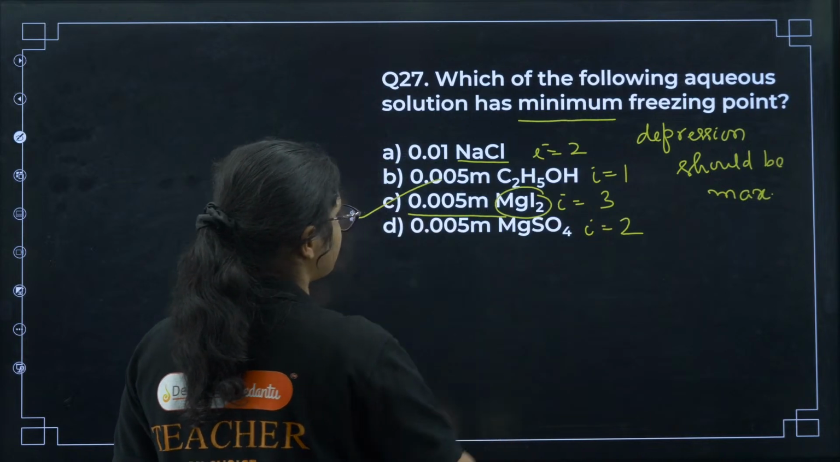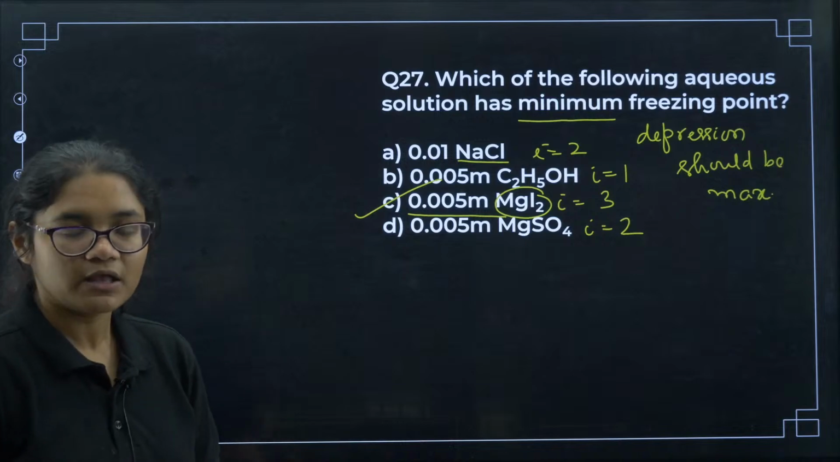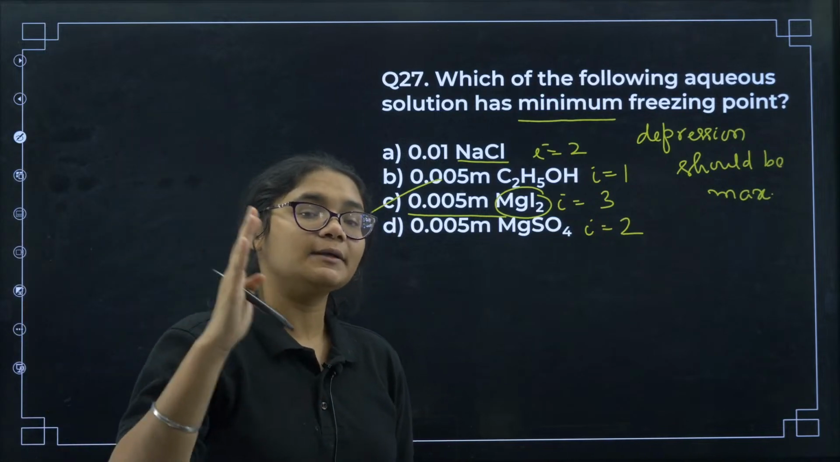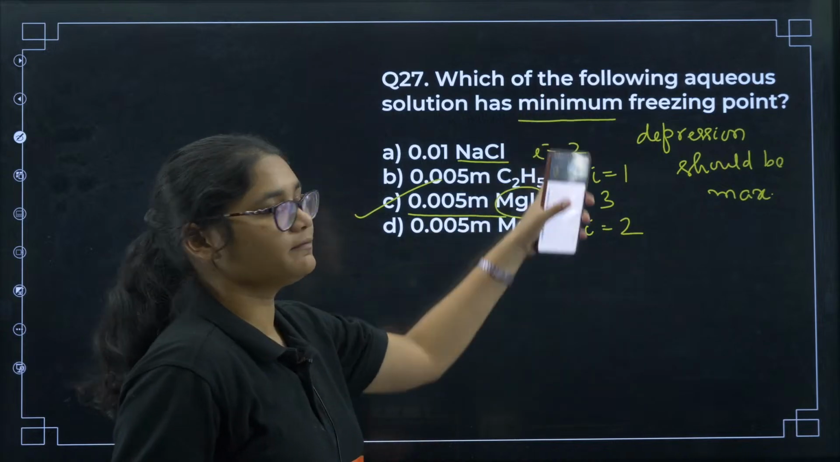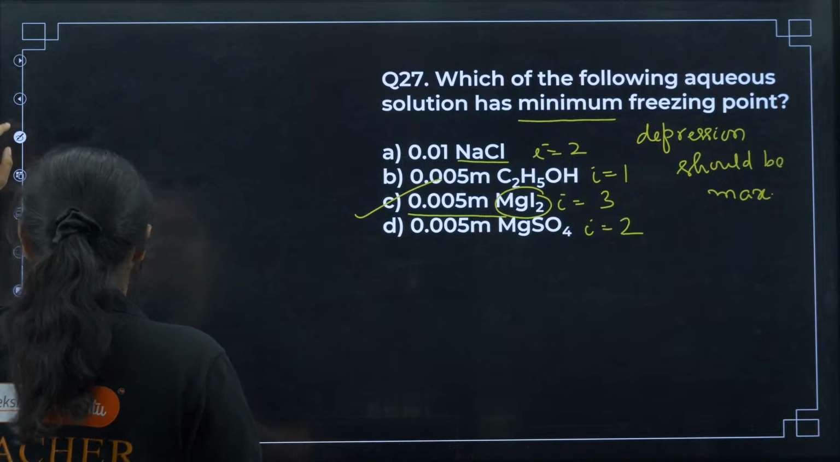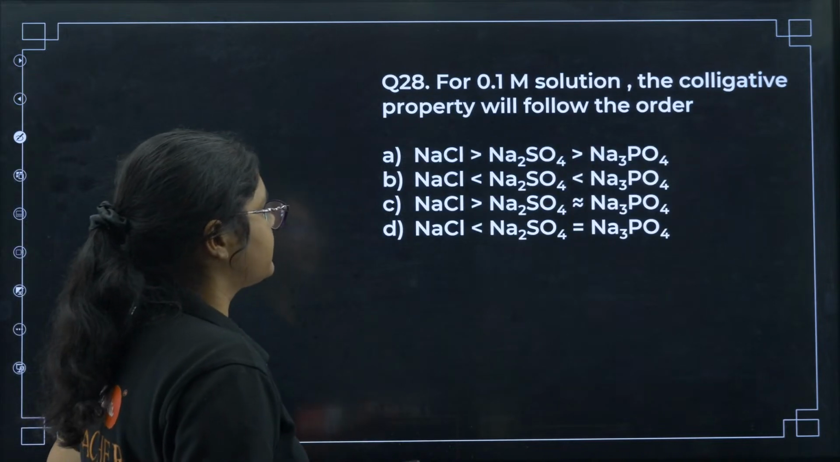So that is why the correct answer will be option number C. So when the i value is maximum, depression will also be maximum. Depression is maximum, meaning the freezing point will be the minimum value. Yes, all of you are correct here. Let's move to the next question.